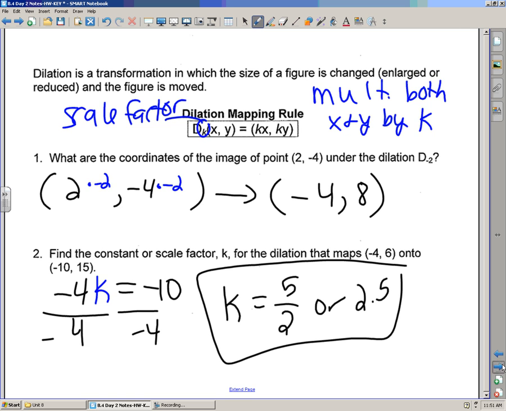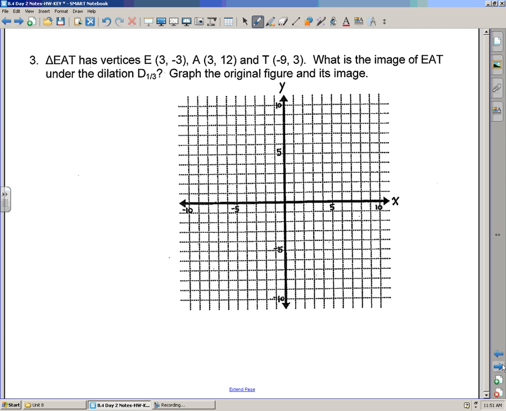Last example. You've got triangle EAT. What's the image of EAT under a dilation of 1/3? You're going to graph the original and its image, and state the ordered pairs of the image. So I take E, 3, -3, and then A, 3, 12. Kind of hard to fit that one in there. It's off the graph a little bit. And then I take T, -9, 3. And I connect the dots.